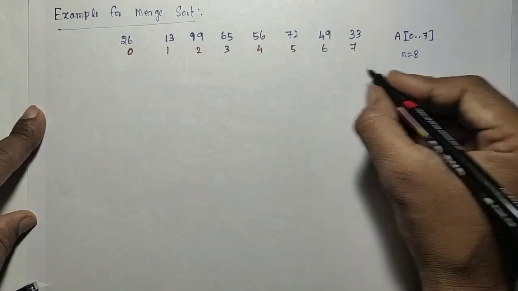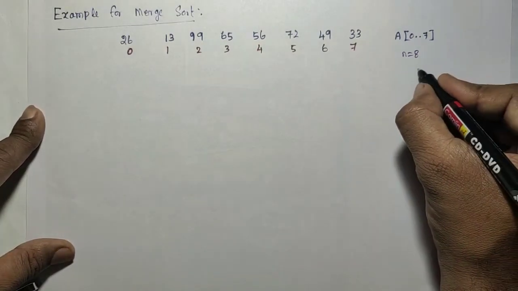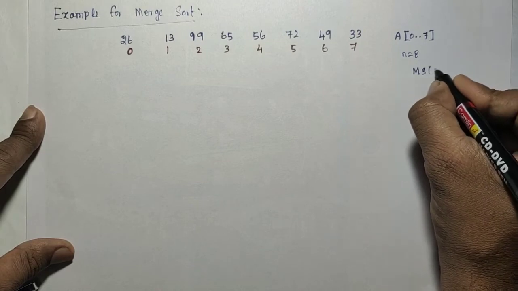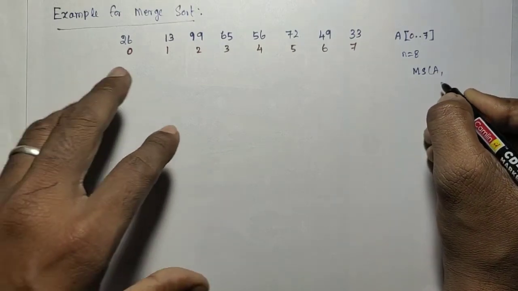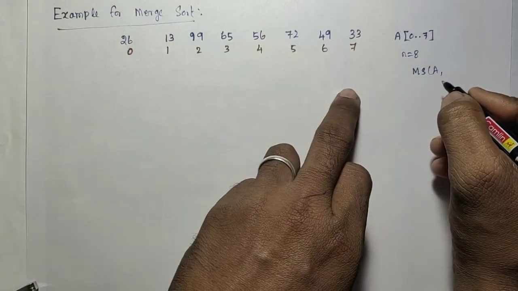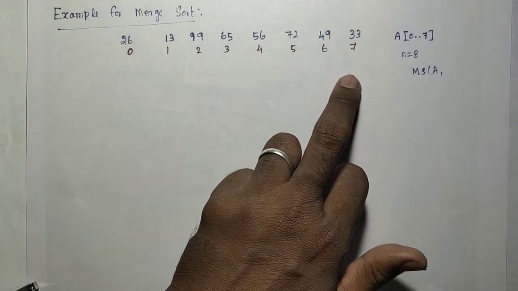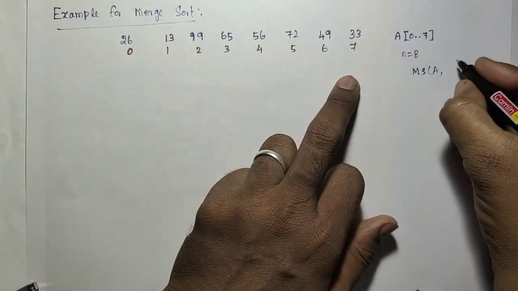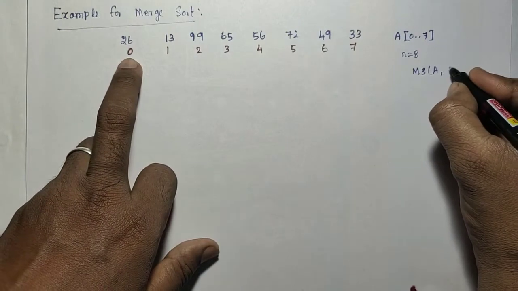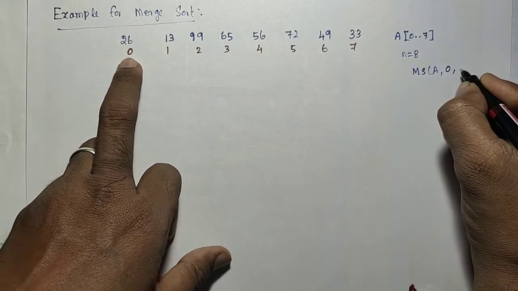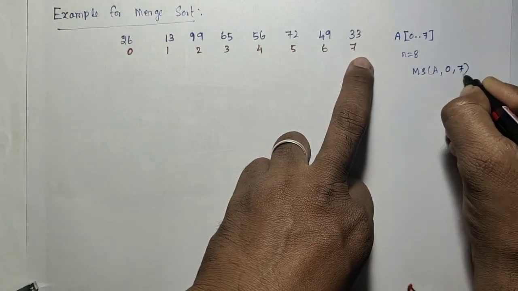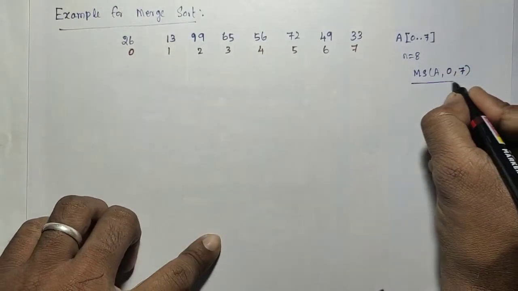If I want to sort this array using merge sort, I need to call merge sort of A, and pass from where to where I want to sort it. If you want to sort the entire array, you have to give P as 0 and R as 7, the last index, 0 to 7. This is the initial call.